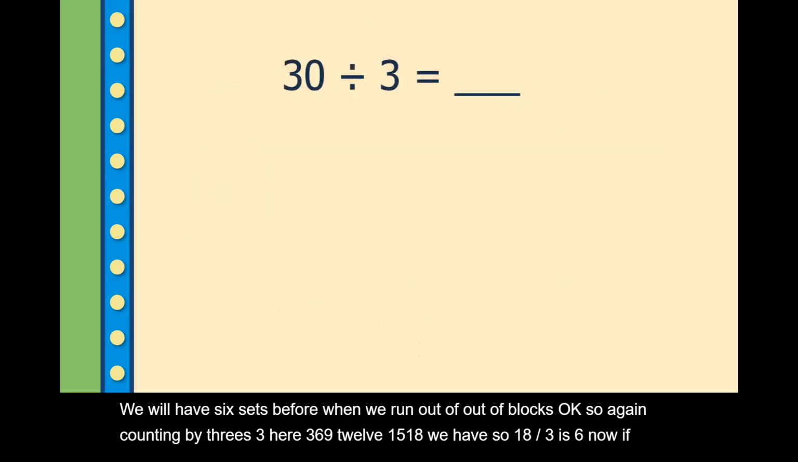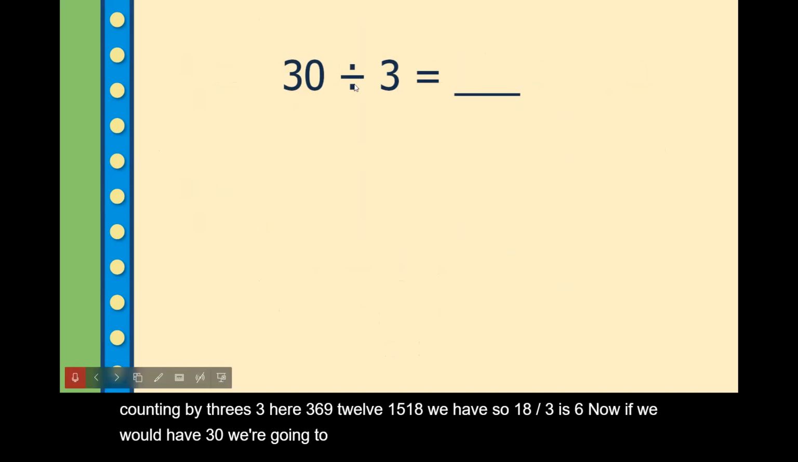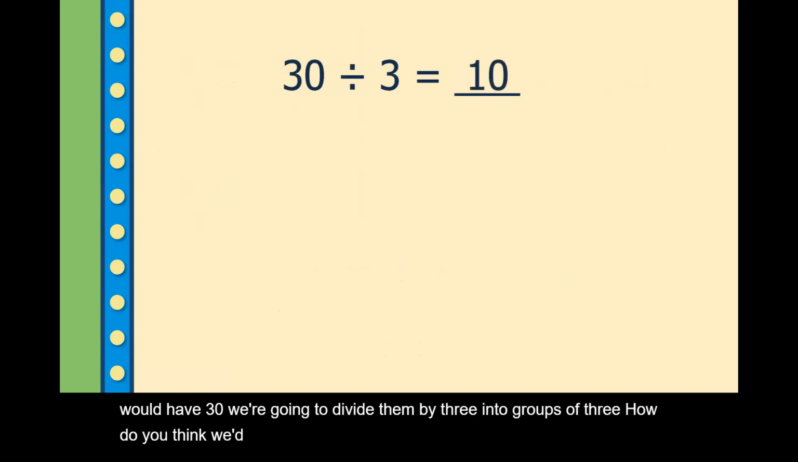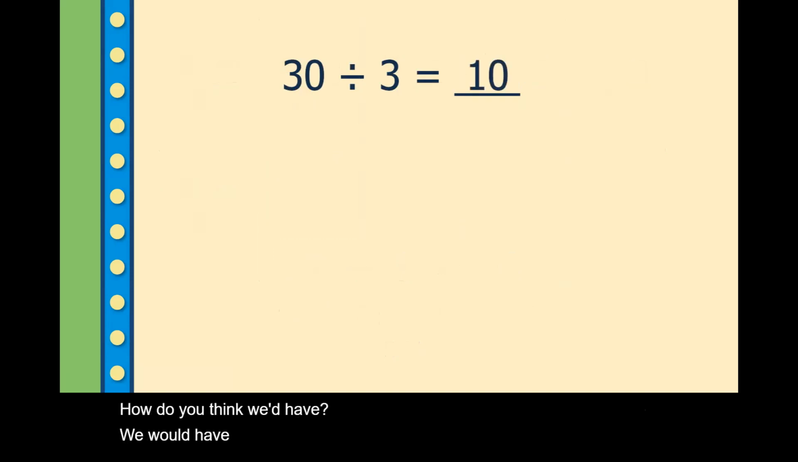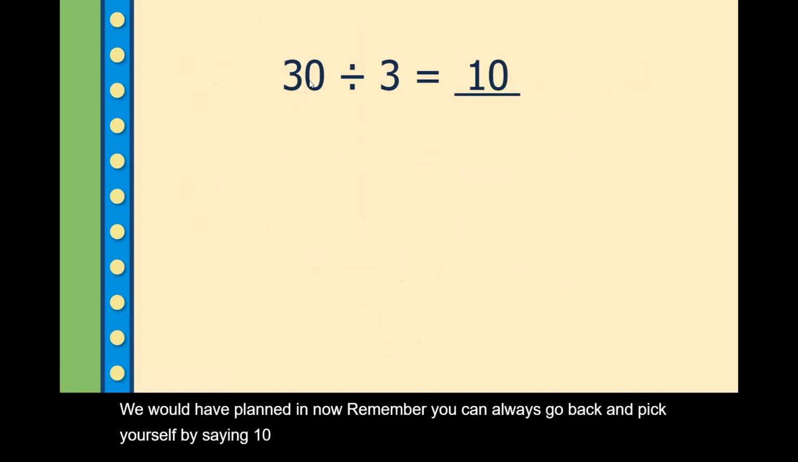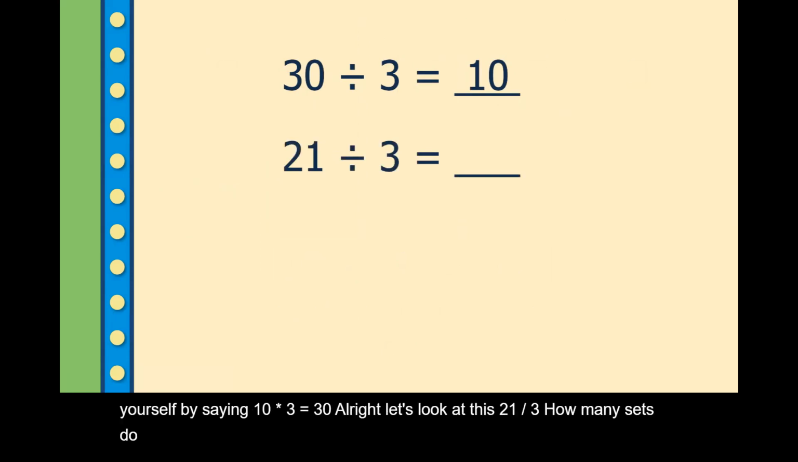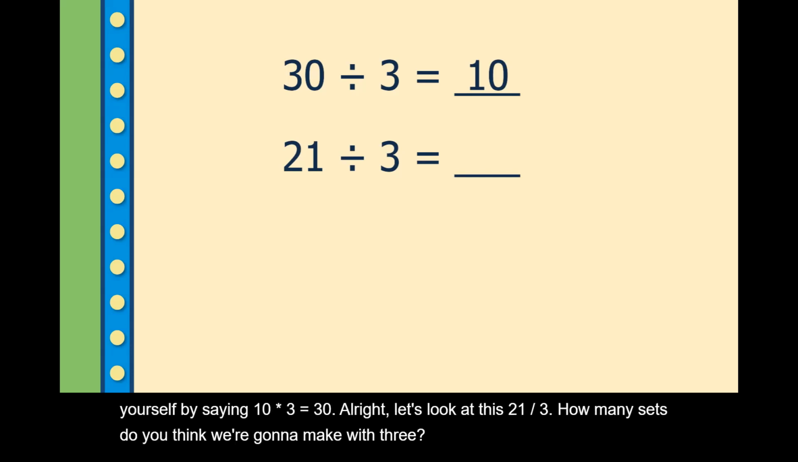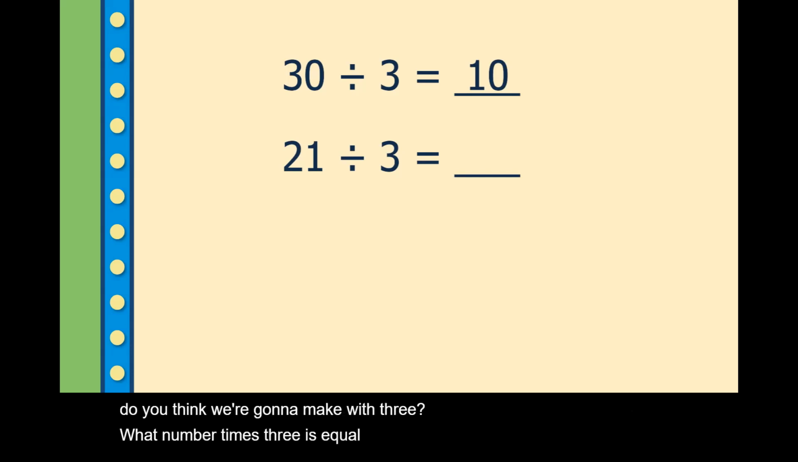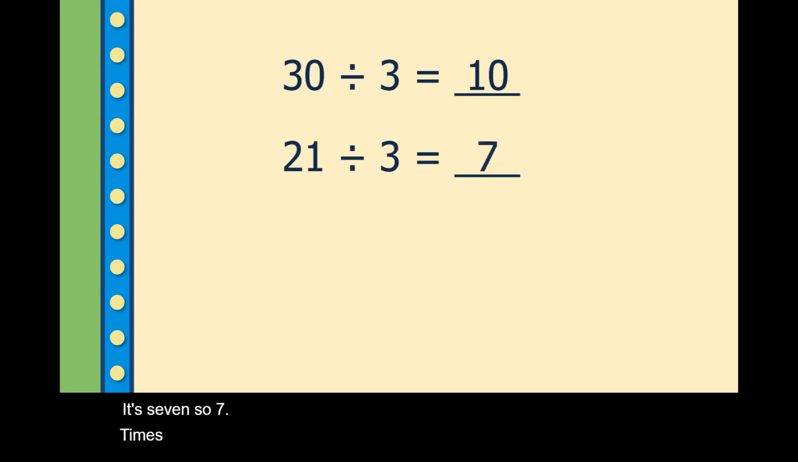Now, if we were to have 30, we are going to divide them by 3 into groups of 3. How many do you think we'd have? We would have 10. Now, remember, you can always go back and check yourself by saying 10 times 3 equals 30. All right, let's look at this. 21 divided by 3. How many sets do you think we're going to make with 3? What number times 3 is equal to 21? Do you remember? It's 7. So 7 times 3 is 21, and 21 divided by 3 is 7. This is a fact family.